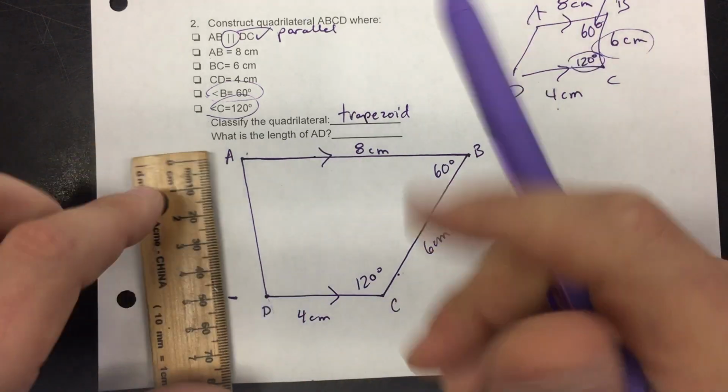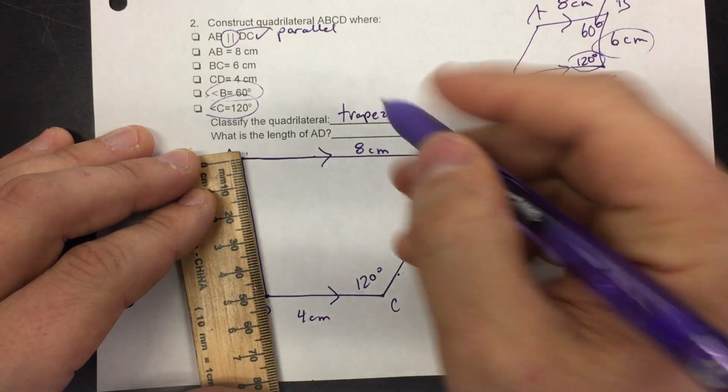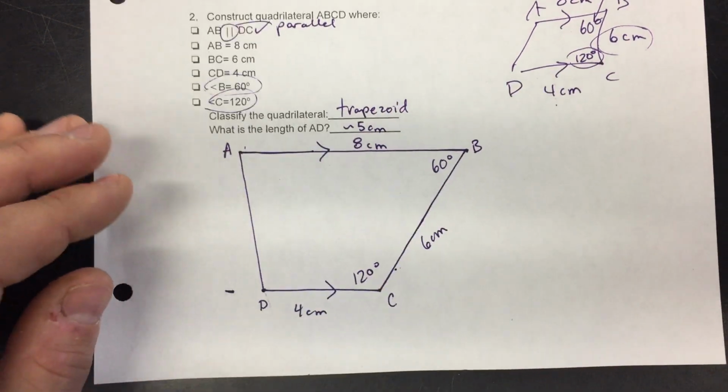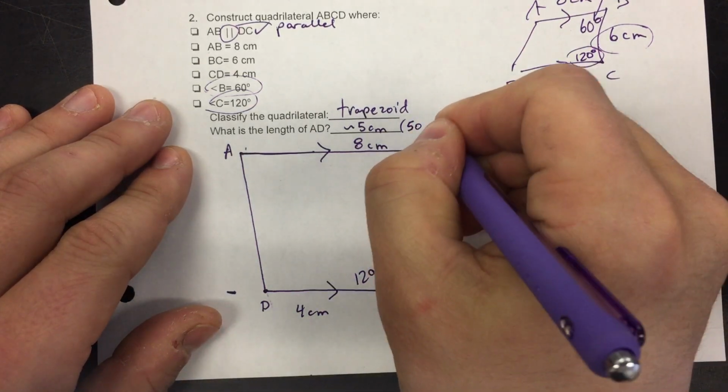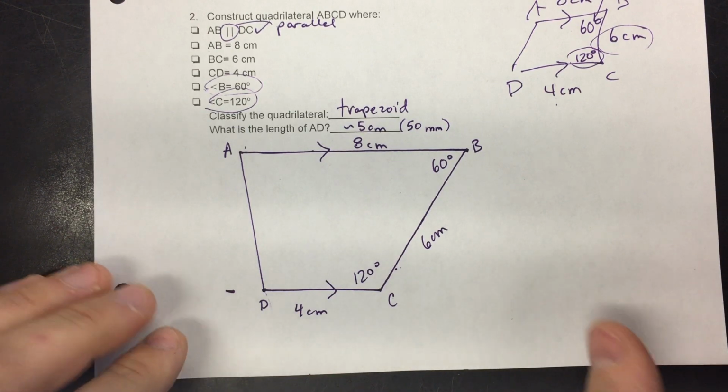And so this is where I'm going to take my ruler and I'll measure from A to D, and I get it pretty close to 5 centimeters. So I'm going to say around 5 centimeters. Okay, you could also say 50 millimeters if you want. You might be close to that. So around 5 centimeters, maybe you'll have 48 millimeters or whatever.